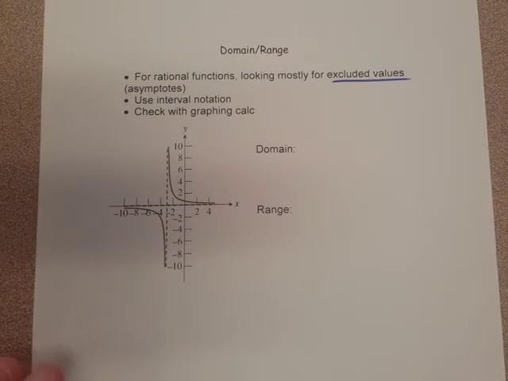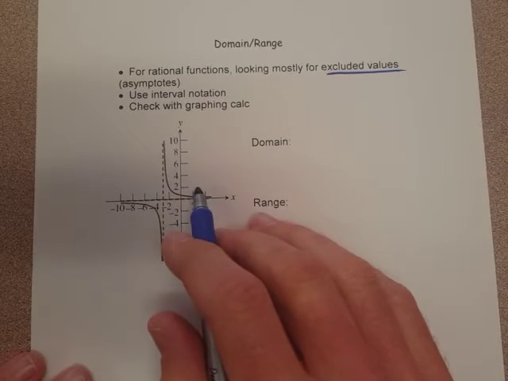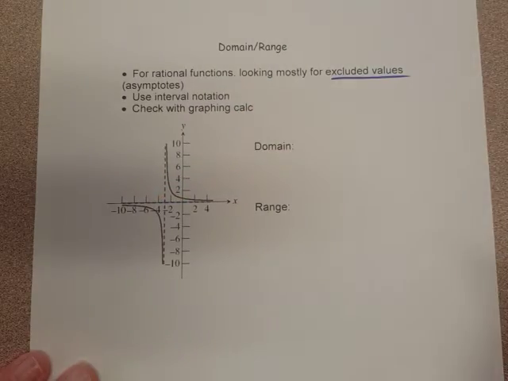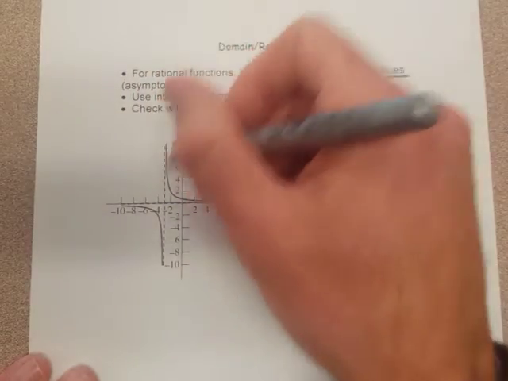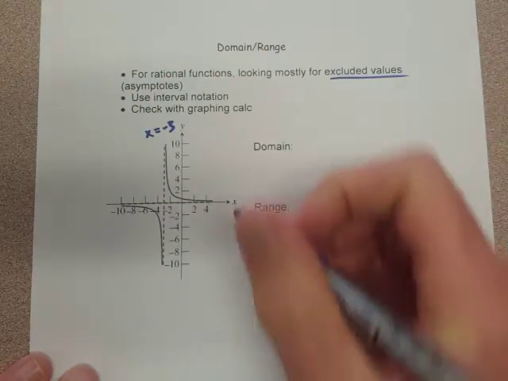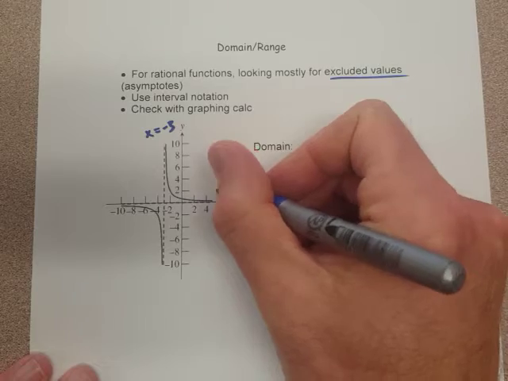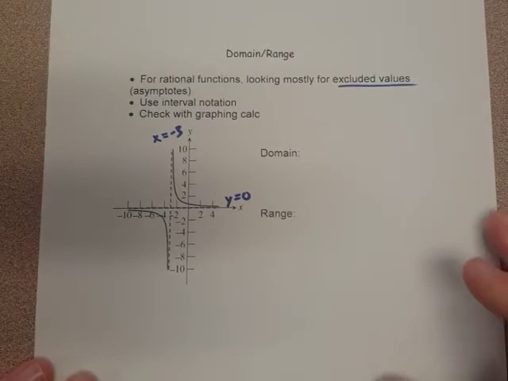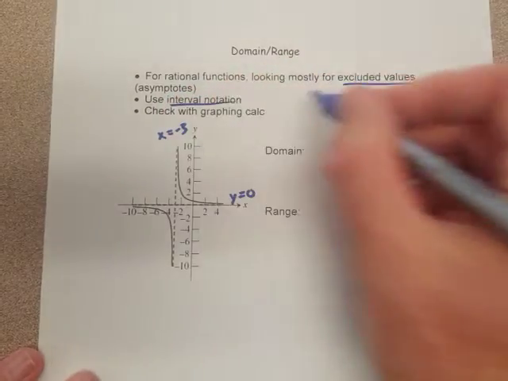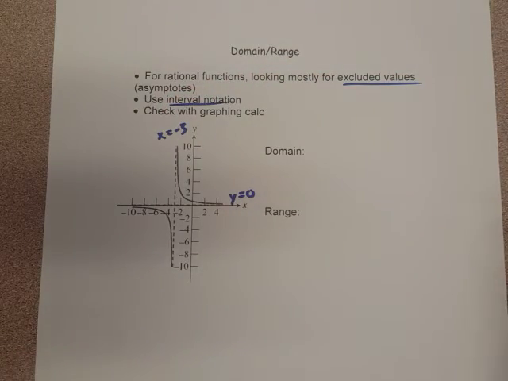Now, I don't have an equation given to me here, so I'm just looking at this graph as is, and I have noted that it has asymptotes. Looks like our vertical asymptote is x equals -3, and it looks like our horizontal asymptote is y equals 0. So I'm going to take those, use that to do domain and range. I am going to use interval notation. That's really important. That's always interval notation.